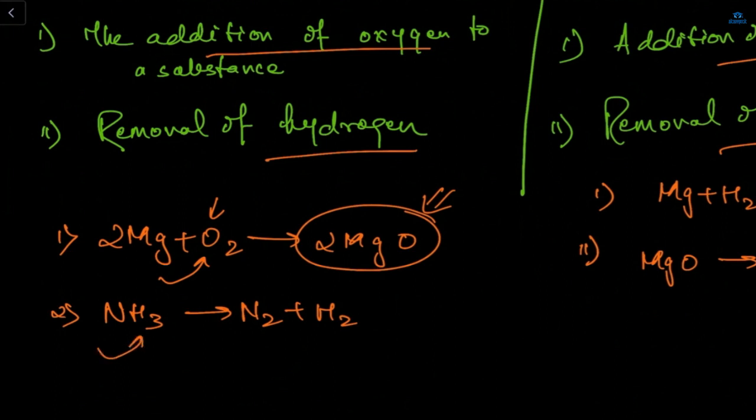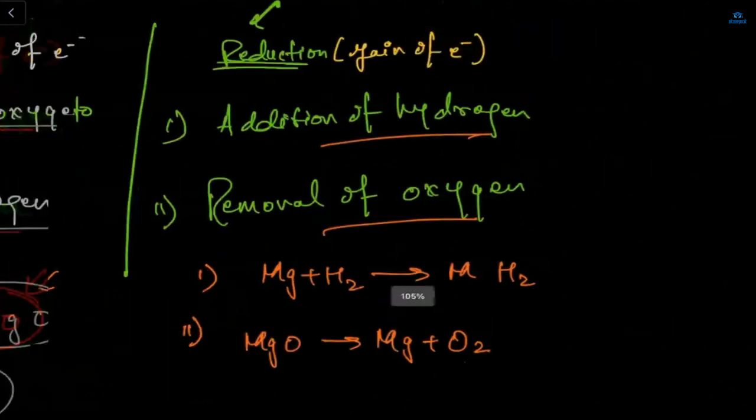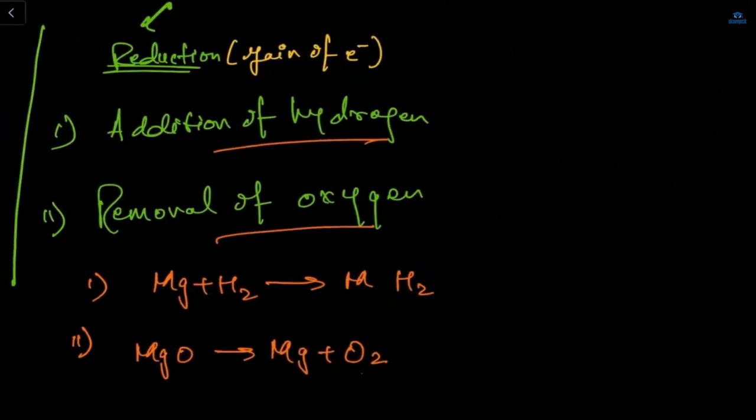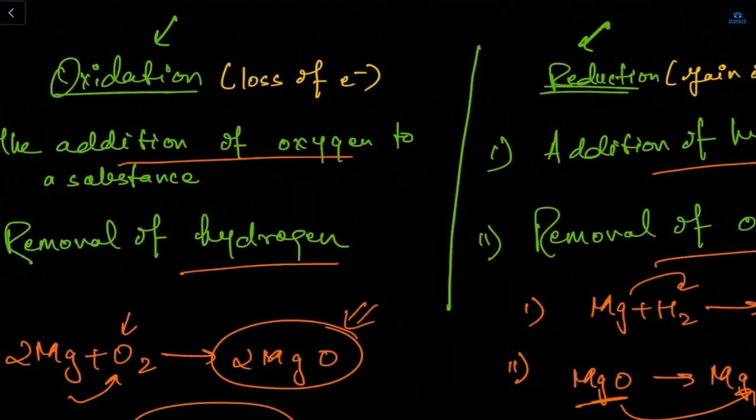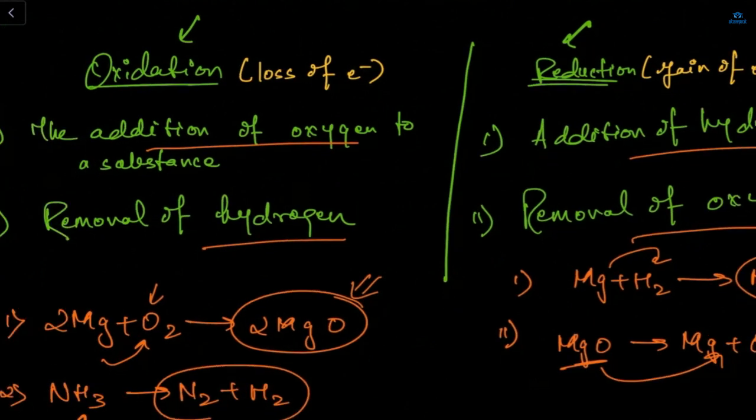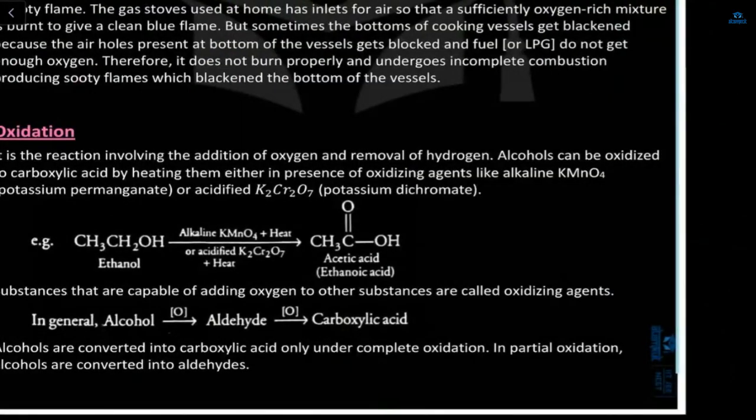And here the removal of oxygen. See here NH is there, but in the product, H is removed from the nitrogen. And in this reduction process, there is addition of hydrogen. MgO means the magnesium oxide, and with reduction of oxygen, Mg plus O. So this part is clear. What is oxidation? Addition of oxygen. And reduction is the opposite of oxidation. Okay. And next, let's go through the definition part.